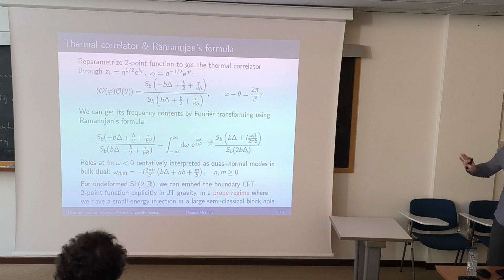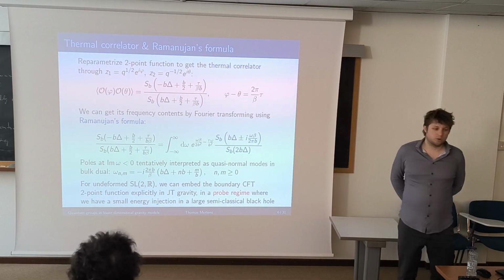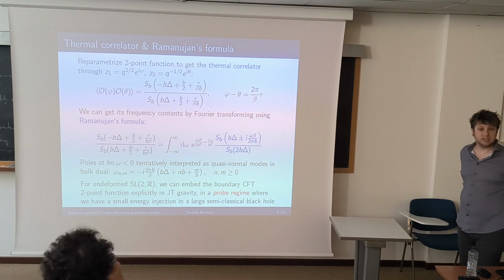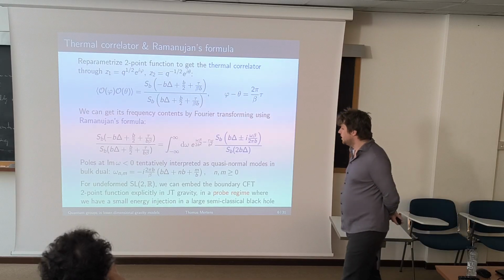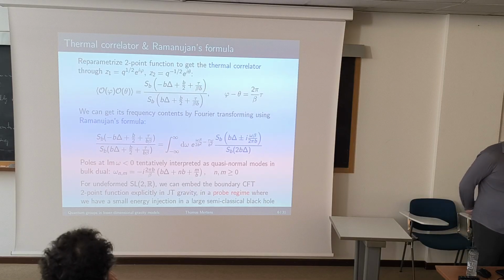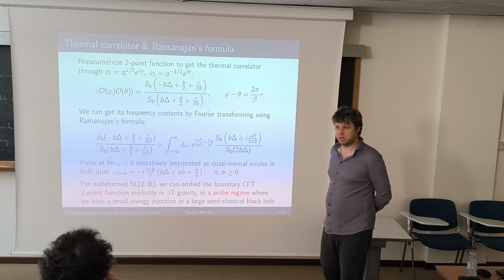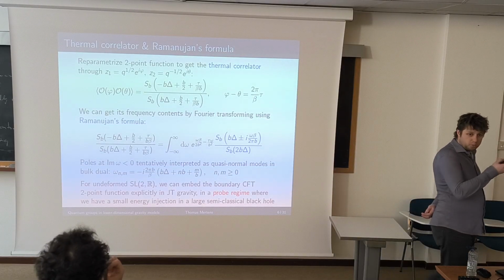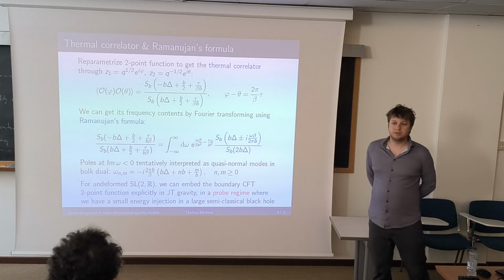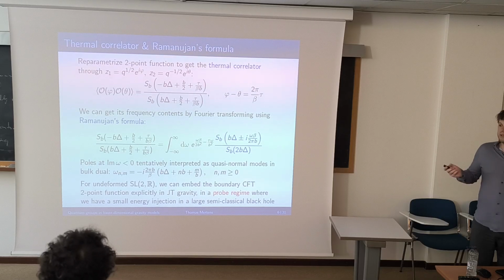Okay, so now the main part of this talk is that for undeformed SL2R, we can embed this boundary CFT two-point function explicitly in a dynamical model, in particular in JT gravity, in a particular regime, which I can call the probe regime, where we have a small energy injection in an otherwise large semi-classical black hole. So a small probe that deforms your black hole. If you do that regime in JT gravity, you just get the standard thermal CFT two-point function. So that's a known story. Can we do something similar?